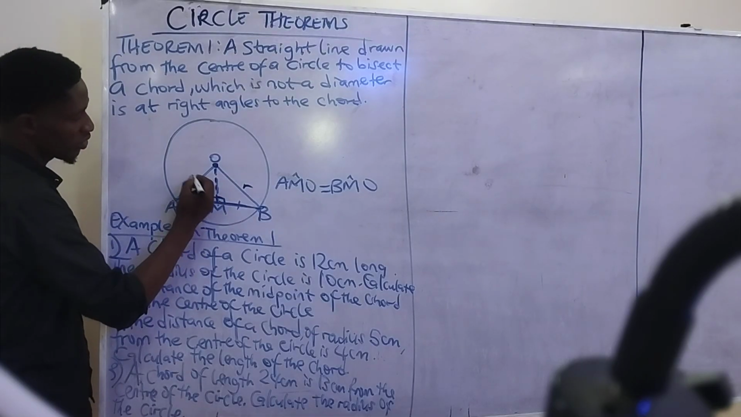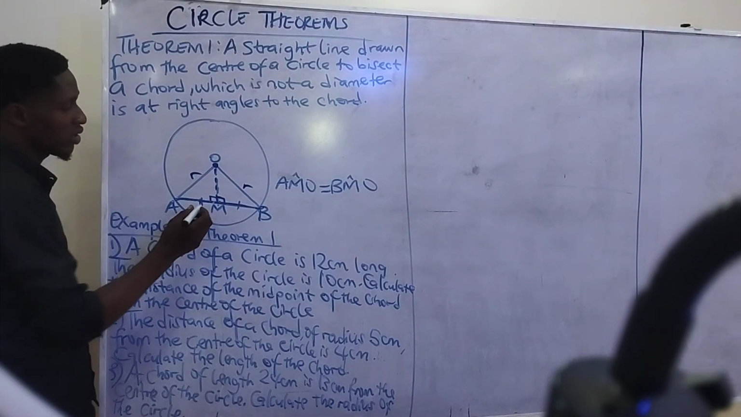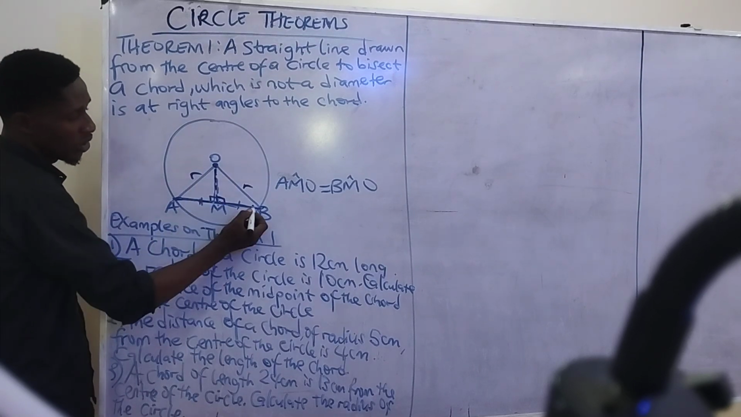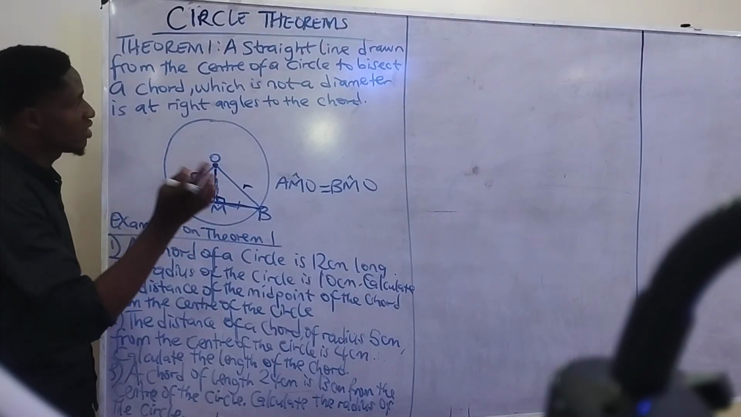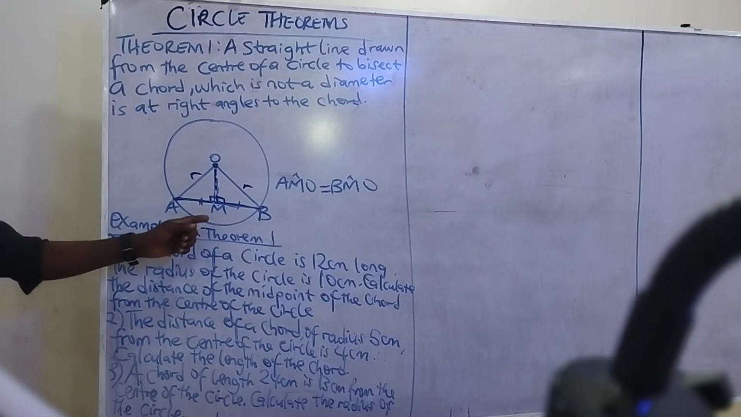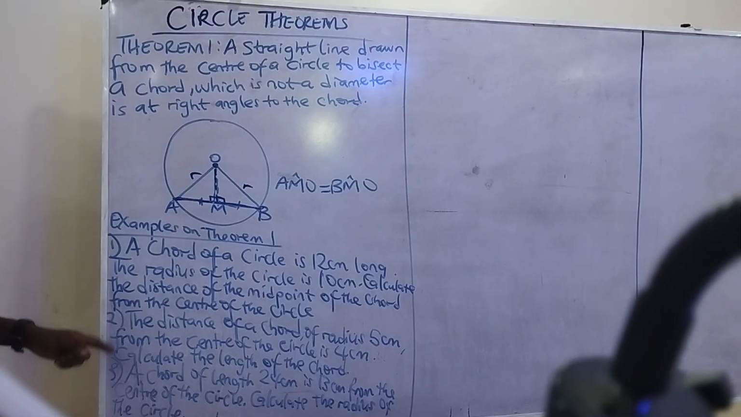Here is the radius. So what this theorem is talking about is that when you have a chord, and from any point here on the center of the circle to the chord, it is going to bisect it. You can see that you have to bisect a chord. So we have 3 questions under theorem 1.